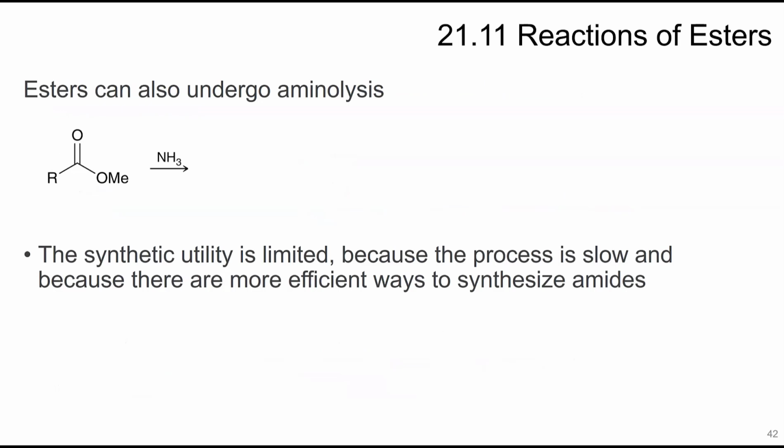We can do aminolysis, which is making the amide with that ester. So the mechanism for this will be the same as the acid chloride and the acid anhydride. You end up with the amide plus methanol. This is a slow reaction. There are better ways to make amides, especially using the acid chloride or the anhydride.